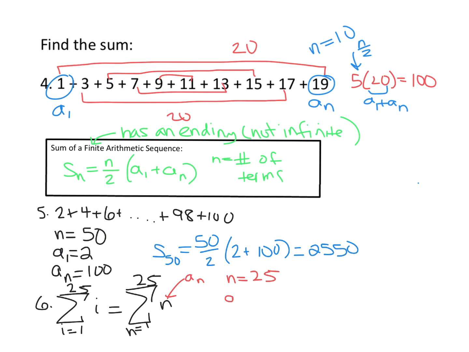My first term is just going to be 1. My nth term, my last term, is going to be 25. You can do this problem the same way that you did the previous one. So we find that the sum of our 25-term sequence is going to be 25 over 2 times 1 plus 25, and that gives me 325.